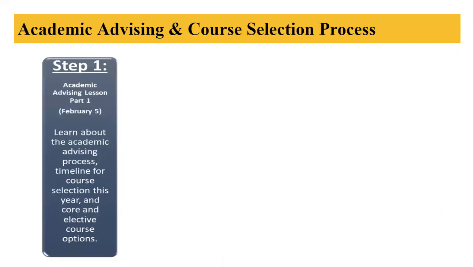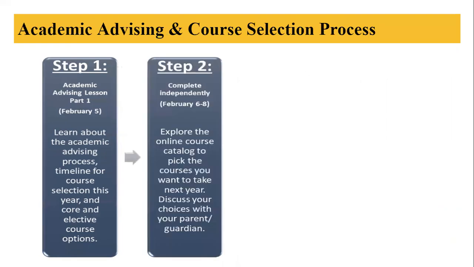There are 4 steps to this academic advising and course selection process. Step 1 is exactly what we're doing today. It should be February 5th, and you should be listening to this recording as a part of your advisory class. And then after this class, you're going to have some time over the next week to explore the online course catalog and pick the classes you want to take next year. You should definitely discuss your choices with your parent or guardian.